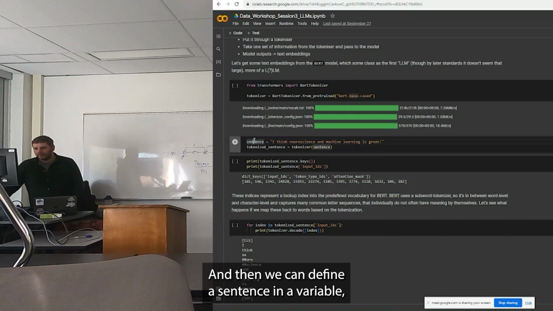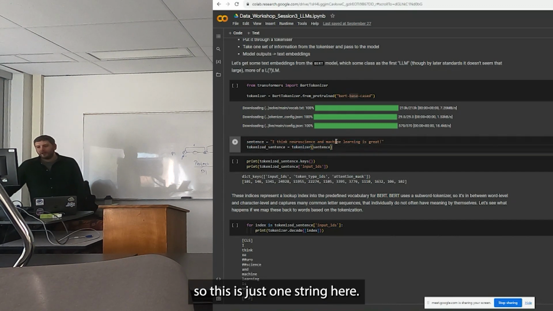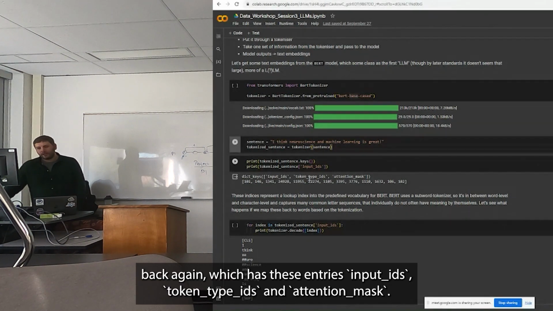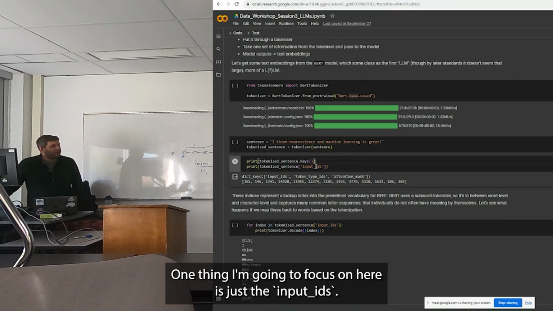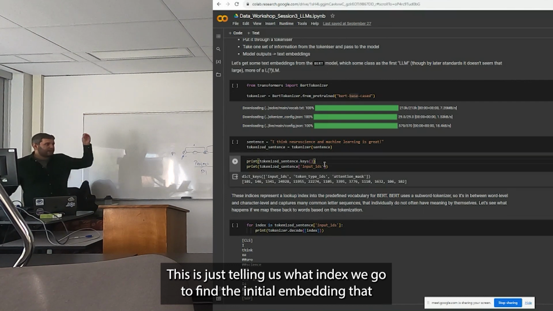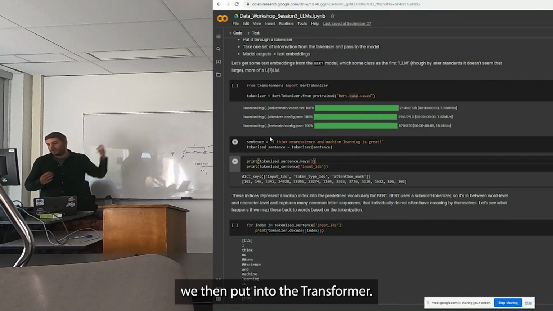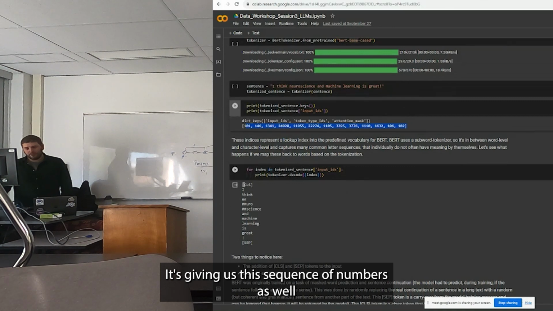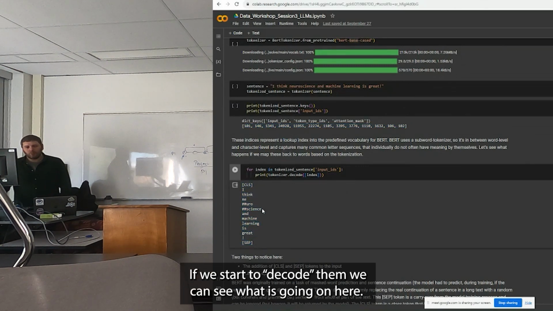And then we can define a sentence in a variable, since this is one string here, and then we call the tokenizer on that sentence. What that gives us is a dictionary which has these entries: input IDs, token type IDs, and attention mask. The one thing I'm going to focus on here is just the input IDs. In terms of the fixed vocabulary that each LLM has to have, this is telling us what index to go to to find the initial embedding that we then feed to the transformer. So it's giving us a sequence of numbers, and if we start to decode, then we can see what is going on here.